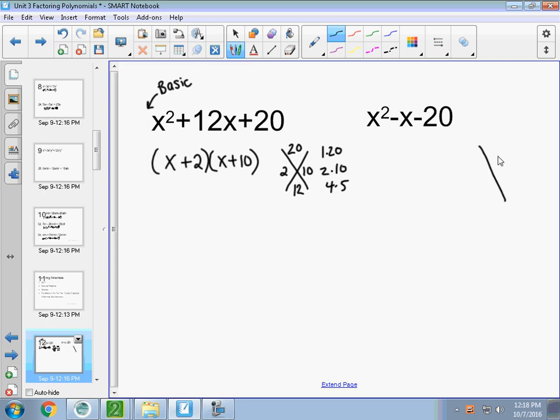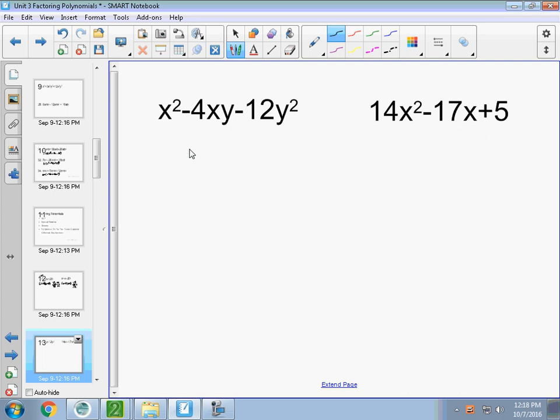This next one, I'm looking to multiply two numbers to get negative 20 and add to get negative 1. That would be negative 5 and positive 4. So that would be x minus 5 and x plus 4.